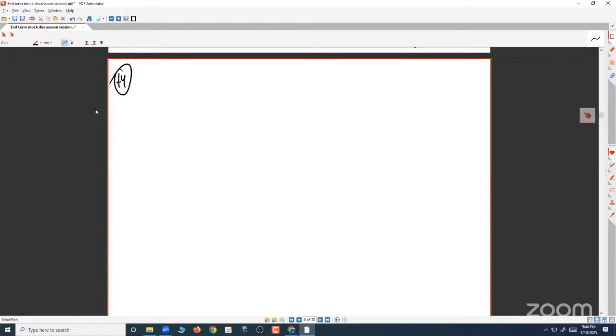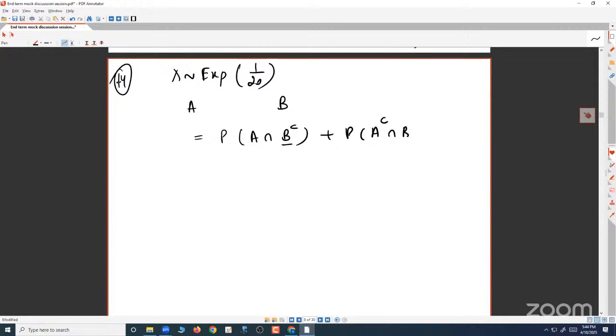Okay, so basically it is saying my X is following an exponential distribution with parameter 1/20, right? Now, it is saying I'm having two players, A and B. So I have to calculate the probability that exactly one of them will be playing for less than 40 minutes. So basically I have to calculate probability of A intersection B complement. B complement in the sense that he hasn't played for less than 40 minutes. Plus probability of A complement intersection B.